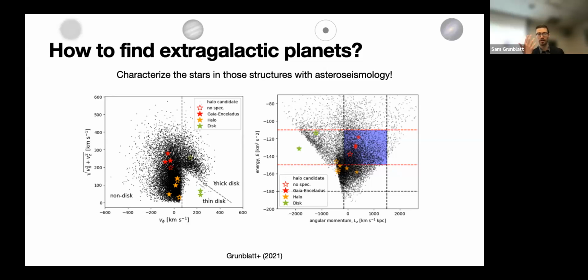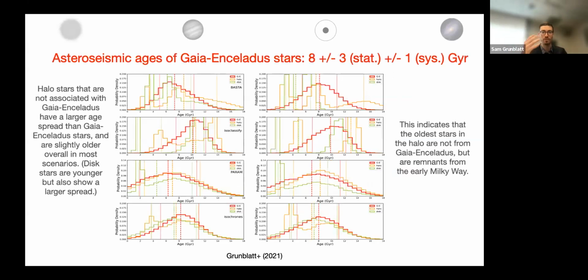And so by comparing some stars in these different populations, the Gaia Enceladus population versus the wider halo population versus the wider disk population, we were able to characterize these populations and determine ages for the stars in the Gaia Enceladus survey. And what we found is that within the halo, Gaia Enceladus seems to potentially be not the oldest, not the youngest stars. They're kind of their own population that are separate, and they don't show as large of a spread as main sequence systems.